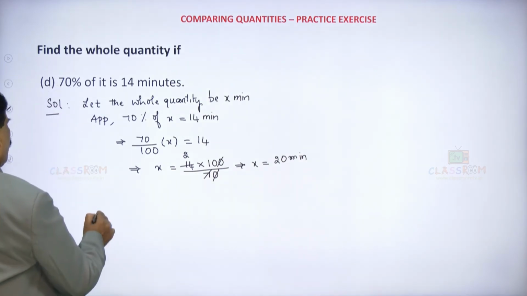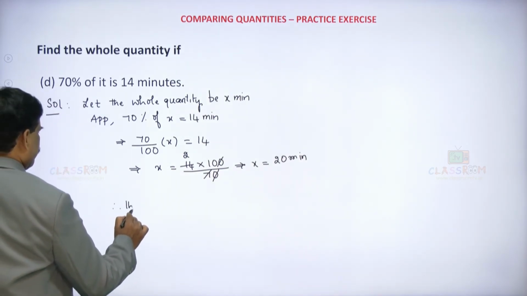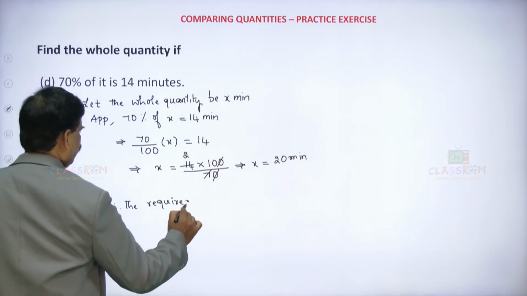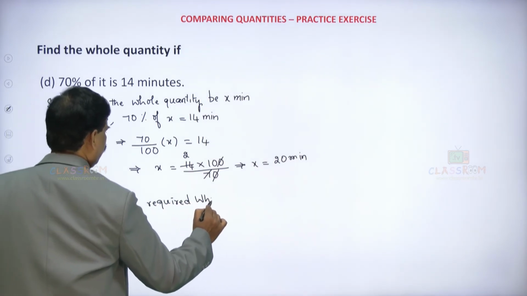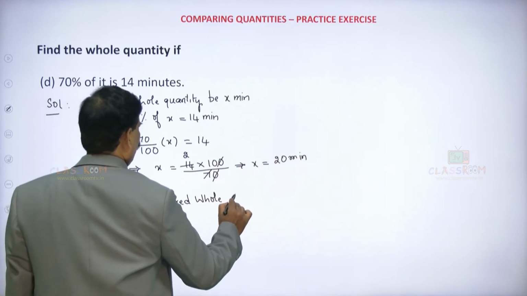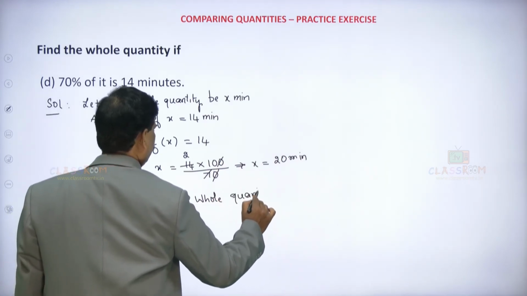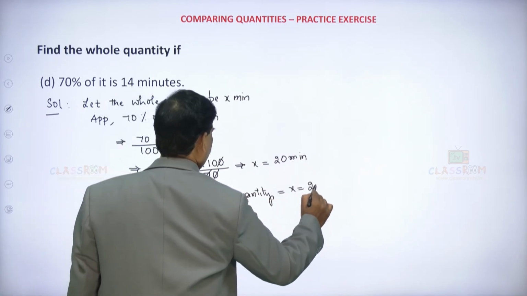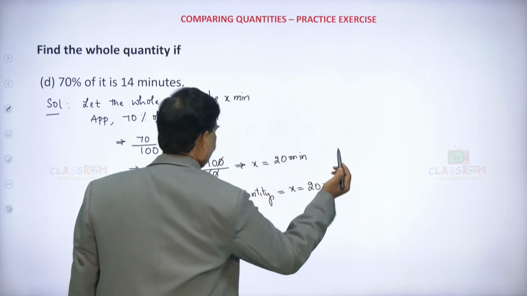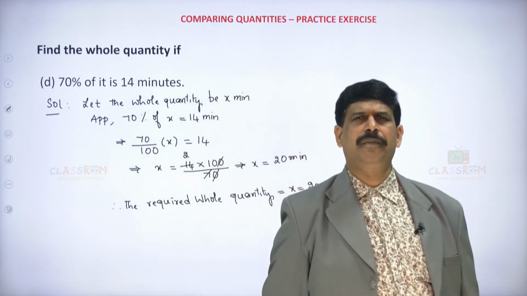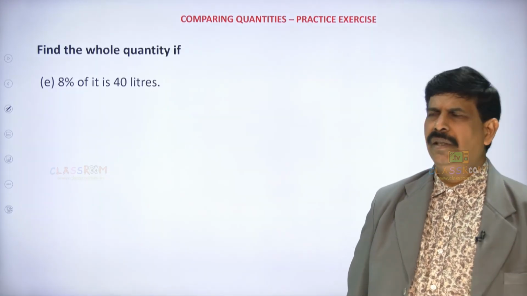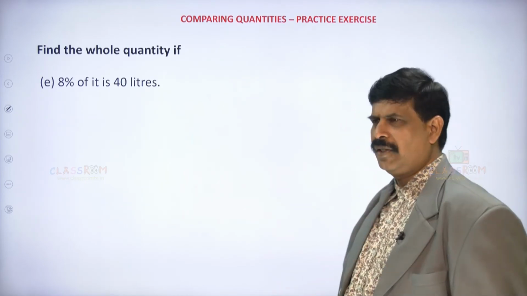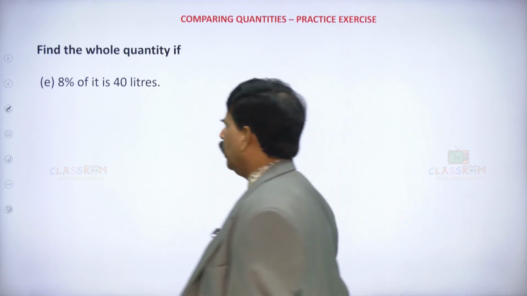Clear? So therefore the required whole quantity is equal to x, that is equal to 20 minutes. Clear? See the next one now. 8% of it is 40 liters.